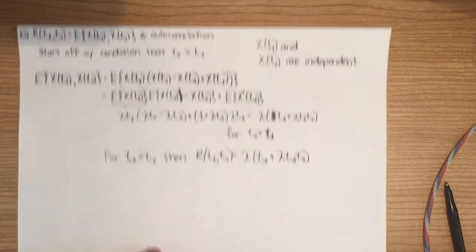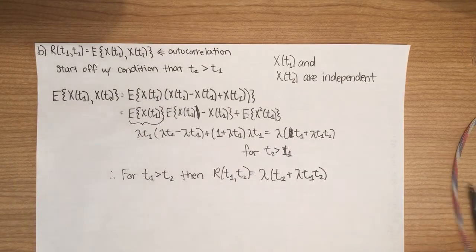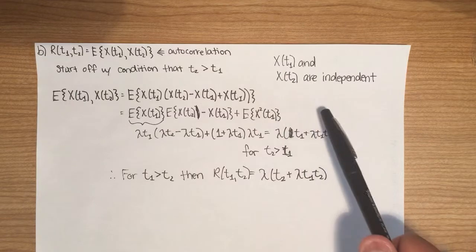In the second part of the problem, we are asked to find the autocorrelation R(t1, t2), which equals the expected value of x(t1) x(t2), and we start off with the condition that t2 is greater than t1, because that is what we are taught. The 1 and 2 are mainly qualitative aspects, and we must also know that the increments are independent.